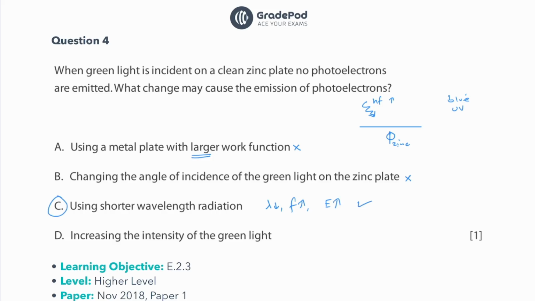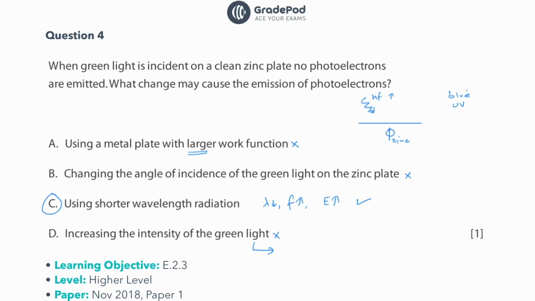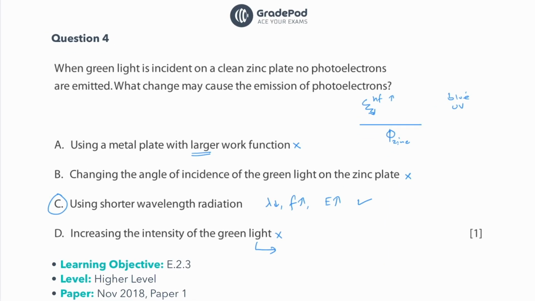Increasing the intensity of green light. That doesn't work. If we were looking at light as a wave, then increasing the intensity would be increasing the amplitude, with the energy increasing by a factor of the amplitude squared, and then yes, the energy would increase significantly. But light isn't a wave in this case. We're looking at light as a particle, and it doesn't work. So the answer here is C.